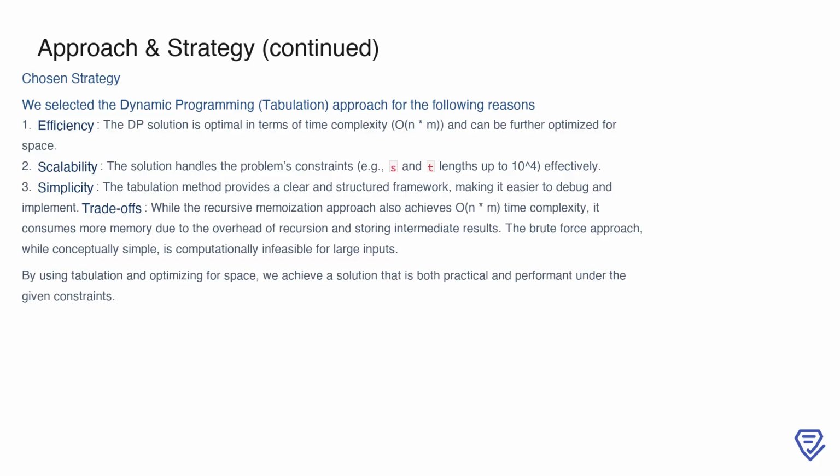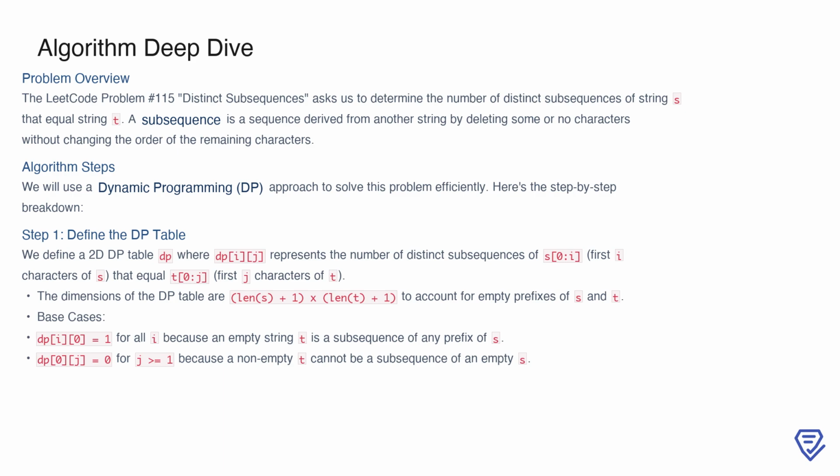The problem we are solving is to find the number of distinct subsequences of a string S that equal another string T. A subsequence is formed by deleting some or no characters from S without rearranging the order of the remaining characters. To solve this, we'll use a dynamic programming approach, which allows us to efficiently compute the result by breaking the problem into smaller subproblems and storing intermediate results.